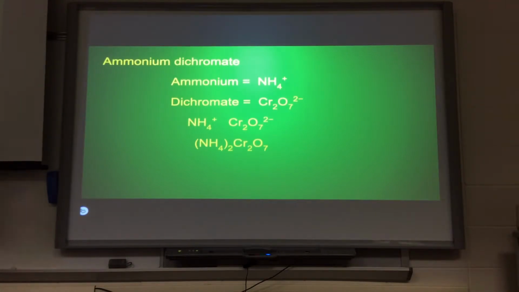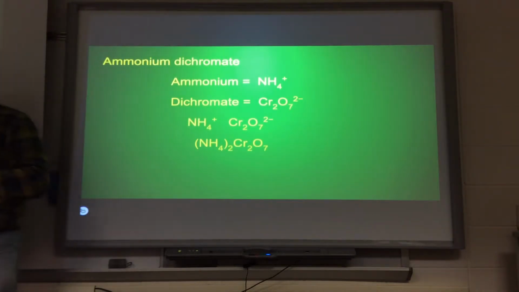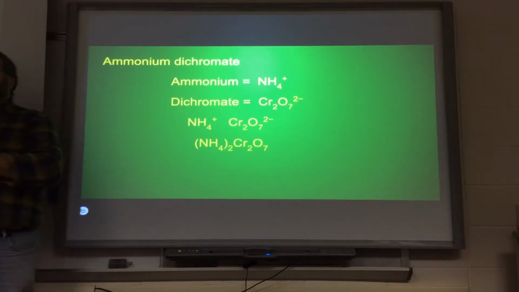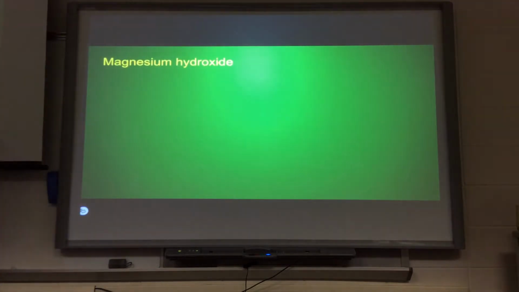Write NH4 with parentheses and a 2, then Cr2O7. Any questions about that one? That was pretty easy. Let's go a little quicker to get this down. Next one, magnesium hydroxide.